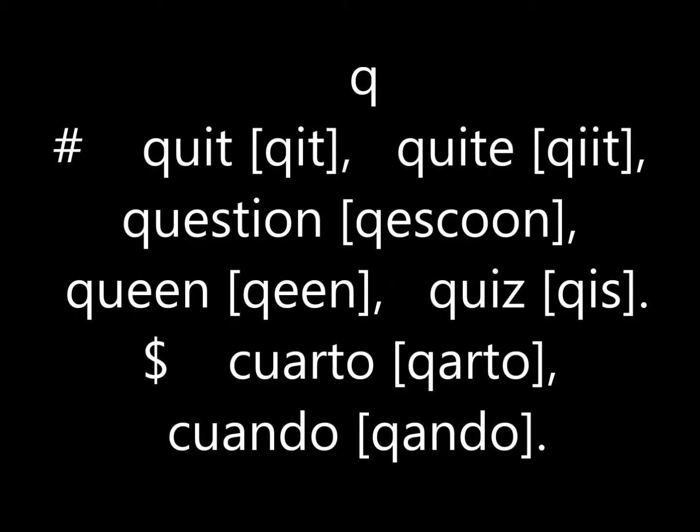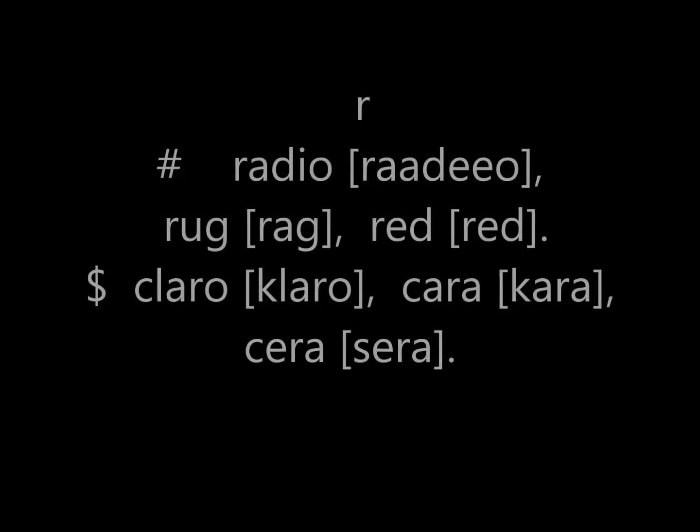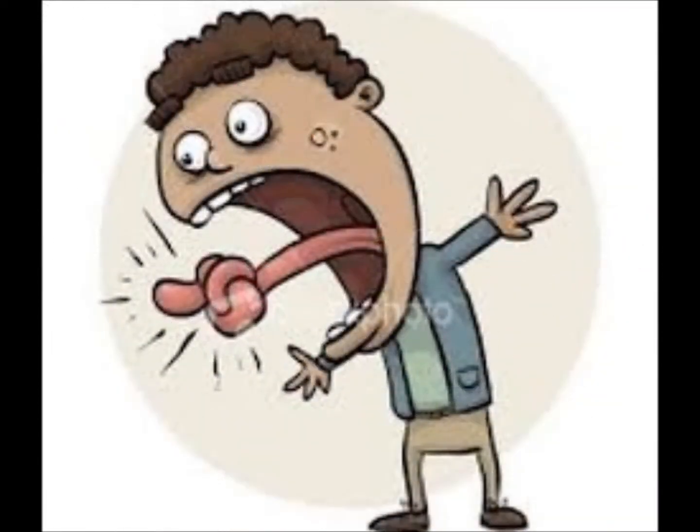R in engspan takes the R sound in English words like radio, rug, red. Spanish words like claro, cara, cera. Now note, in Spanish, in using the R, there is the tendency to roll the tongue. Now that is not going to be used in engspan because it is so difficult for people who do not speak Spanish to learn how to do that R sound. That kind of difficulty will be eliminated from engspan.